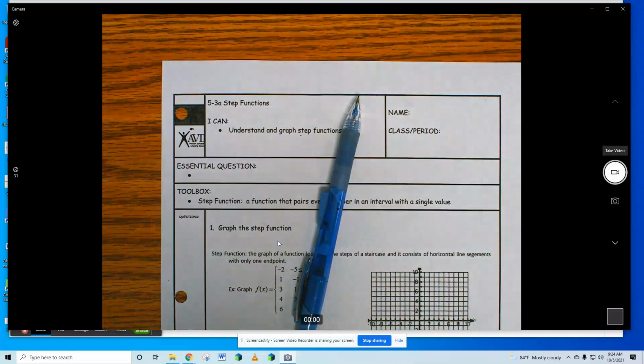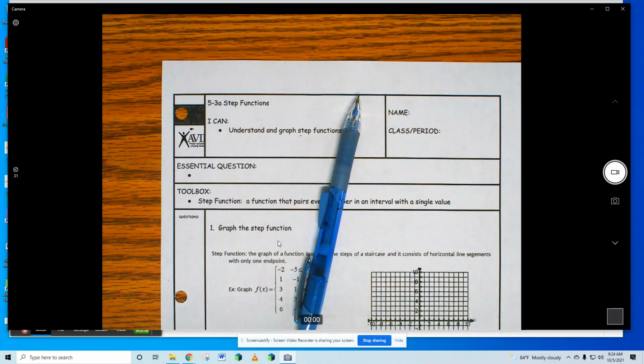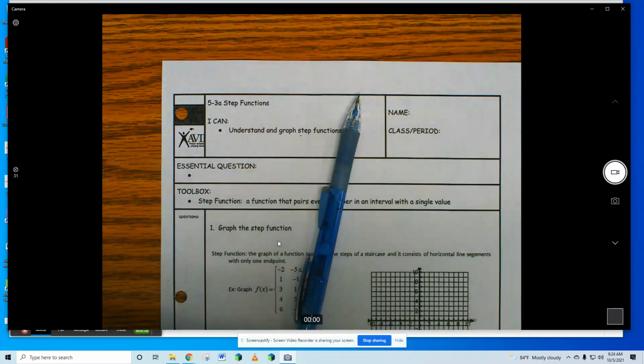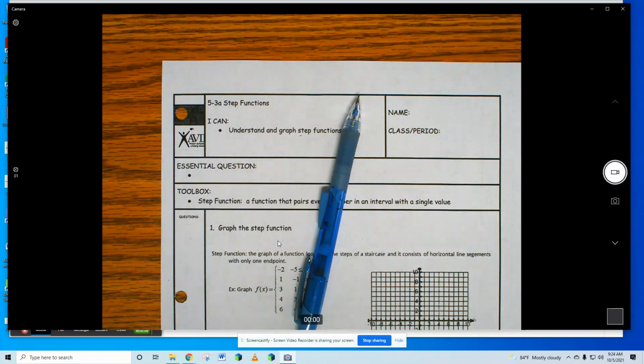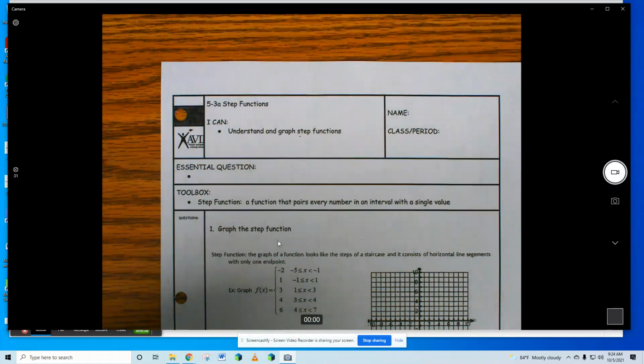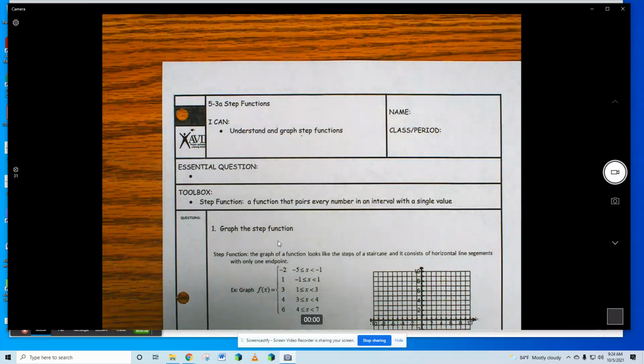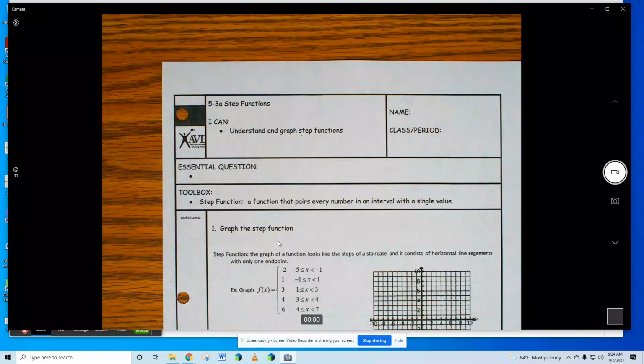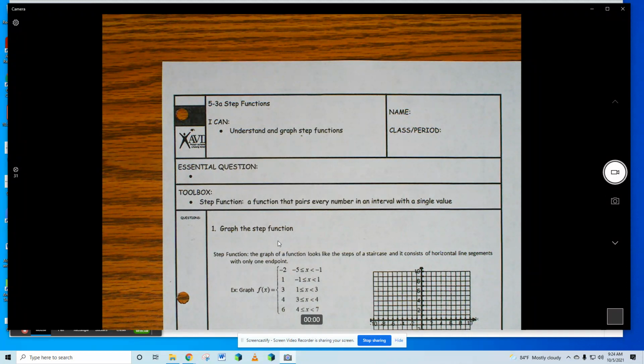Good morning. So we're doing functions. We are in chapter 5. And in chapter 5, we've already learned piecewise functions, and we've already talked about absolute value functions. So here we go. Today is step functions.